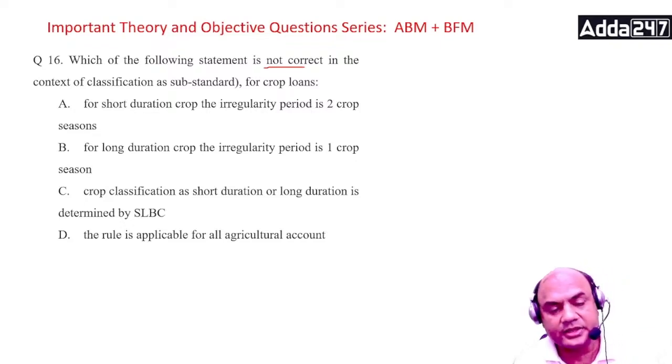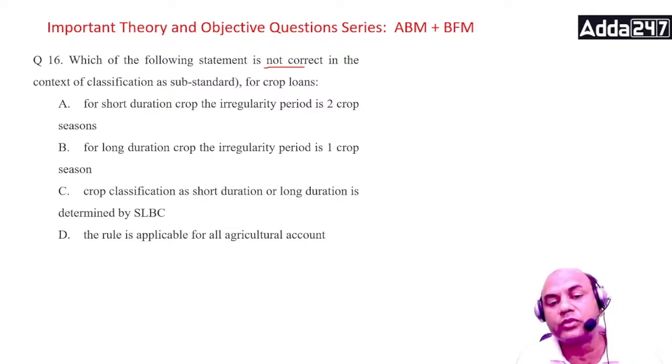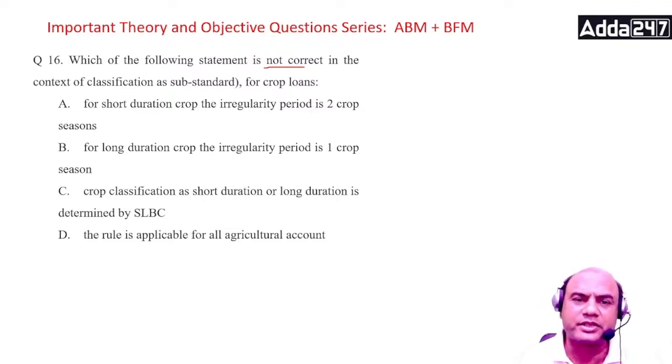Understand this. Short duration crop and long duration crop. What is the short duration crop? Short duration crop means that crop which is completed within one season only. Long duration crop means that crop which requires two crop seasons. Now which are those crops? We are not concerned with it actually. The banker gets the list of those crops from the head office, and the head office gets it from RBI.